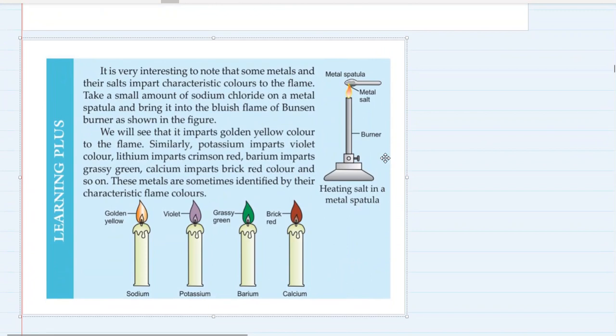Some extra information for you over here. It is very interesting to note that some metals and their salts impart characteristic colors to the flame. Take a small amount of sodium chloride on a metal spatula and bring it into the bluish flame of a Bunsen burner. We will see that it imparts a golden yellow color to the flame. Similarly, potassium imparts a violet color, lithium imparts a crimson red color, barium imparts a grassy green color, calcium imparts a brick red color, and so on. These metals are sometimes identified by their characteristic flame colors as well. Just remember this, some extra information.